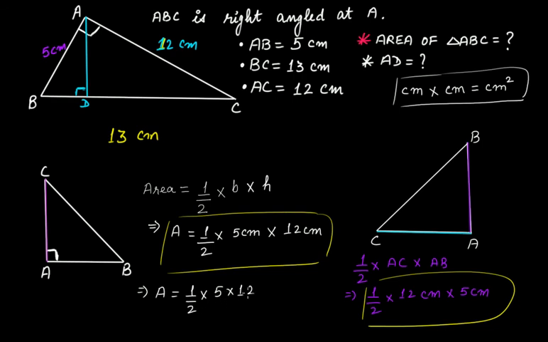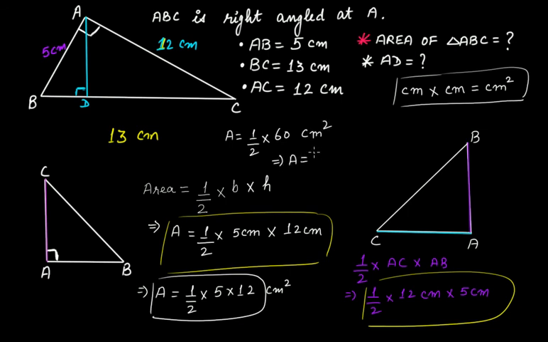Okay. Now, I'm solving this here. A is half times 60 centimeter square. This gives you A as 30 centimeter square. I'm again repeating, always keep in mind the unit is very important. Okay, so area comes as 30 centimeter square. Now you have to tell the length of AD, the size of AD, that is this one.